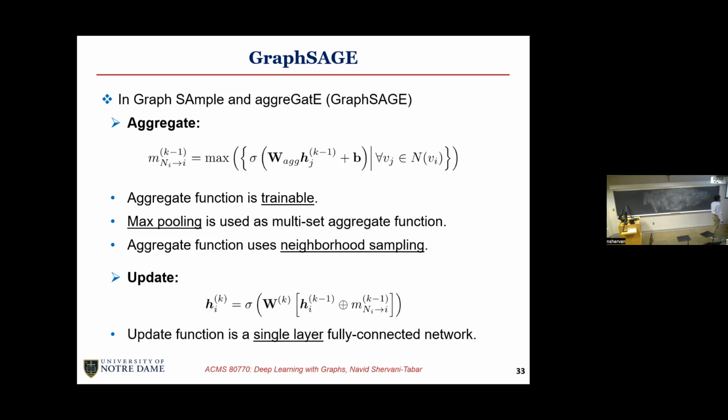So then in the update step, they didn't have an explicit self loop there, but they concatenate the messages that they aggregated in the previous step with the embedding of the node v_i. And then they pass that through a single layer fully connected network, right? So that's going to be the update step for GraphSAGE.